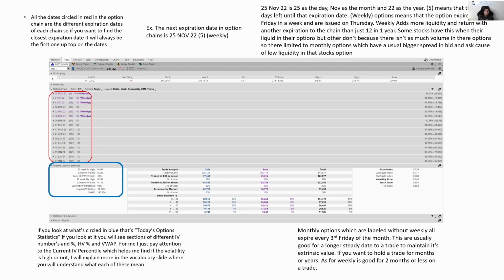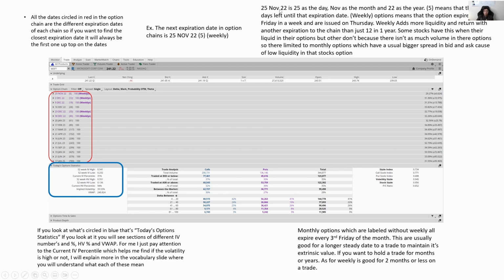When you go into the option chain, you're always going to have the different expiration dates. So it shows 25th November, 2nd December, 9th December. This is all labeled in red. Again, these are the different expiration dates of each chain. So if you want to find the closest expiration date, it will always be the first one up top. The most recent expiration date, the next one, will be on the 25th of November.